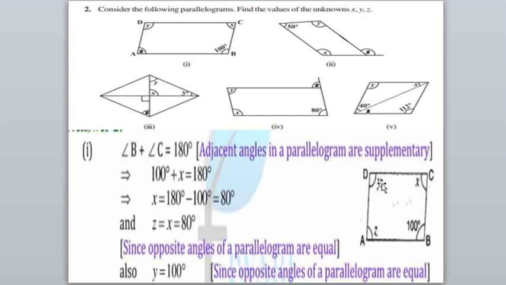Now we want y. The value of y we want means angle D. So already angle B is given and we know that angle B and angle D are opposite. It means opposite angles are equal in a parallelogram. Therefore y is equal to 100 degrees since opposite angles of a parallelogram are equal.